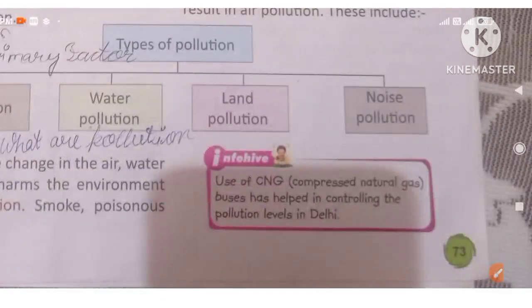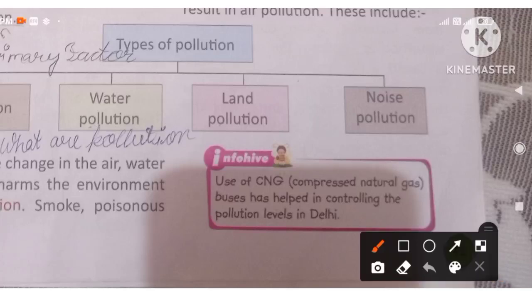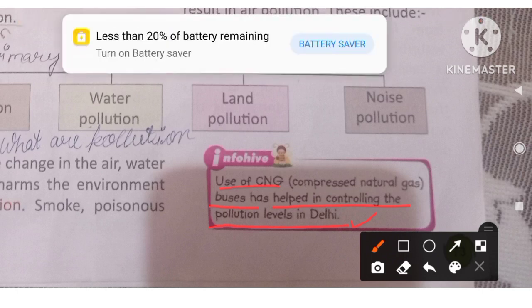First, enforcement point. Use of CNG. What is CNG? Compressed natural gas. Buses running on CNG have helped in controlling the pollution level in Delhi. As we know that transport is a major cause of air pollution. This is the point. What is CNG? The full form of CNG is compressed natural gas. Buses have helped in controlling the pollution level in Delhi.